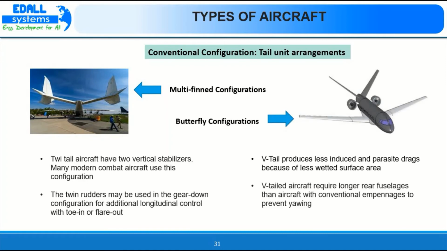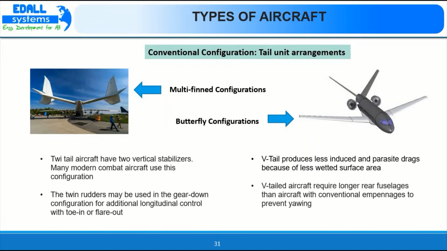Then next we have butterfly configuration. Here we can see it produces less induced drag and parasite drag because of less wetted surface area. The wetted surface area is very much reduced because of the absence of the horizontal stabilizer. Then V-tailed aircraft require a longer rear fuselage than aircraft with a conventional empennage to prevent yawing.